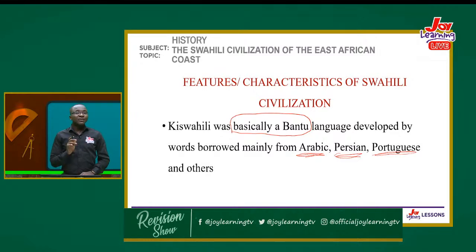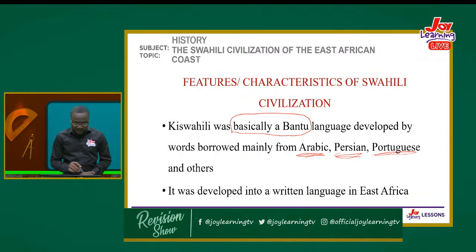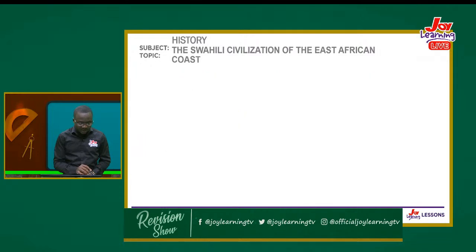Now, the Kiswahili became a written language. It was developed into a written language in East Africa. Now, the written language had more borrowed Arabic vocabulary. That's the written language. Now, it was important to them because some traditional stories or chronicles of East Africa were written in the Kiswahili language. It helped the people to be able to document some important chronicles. I beg your pardon. Be able to chronicle some important national history of East Africa. So the development of the Kiswahili language was critical to the civilization of the East African coast.